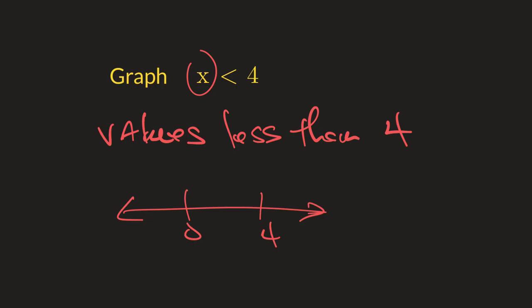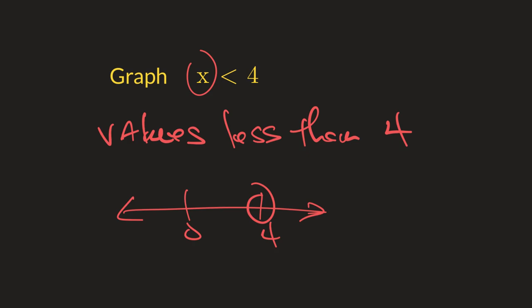Well, because it's a less than symbol, would that require an open or a closed circle? Open. It would be an open circle. We're going to put an open circle around 4. Because we cannot include 4. 4 is not going to be less than 4. That is not true. Therefore, you cannot include 4, hence the open circle.